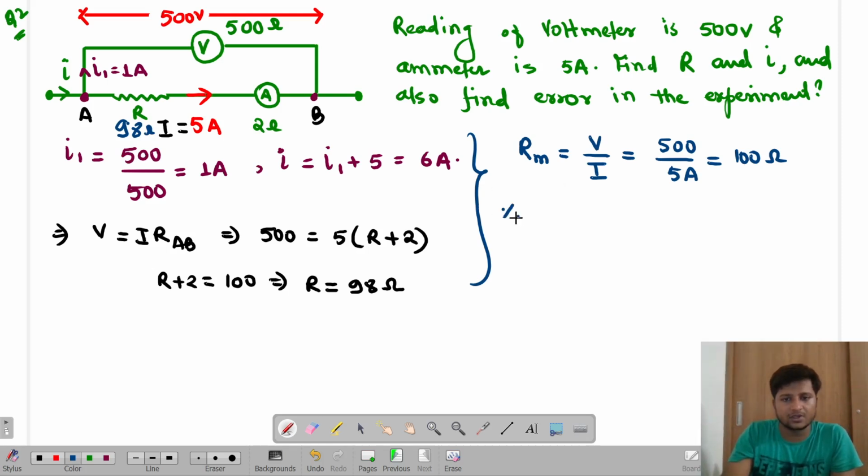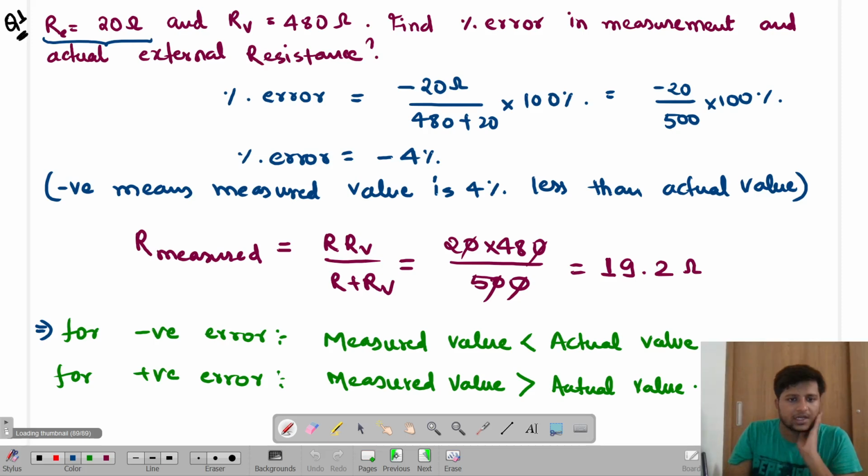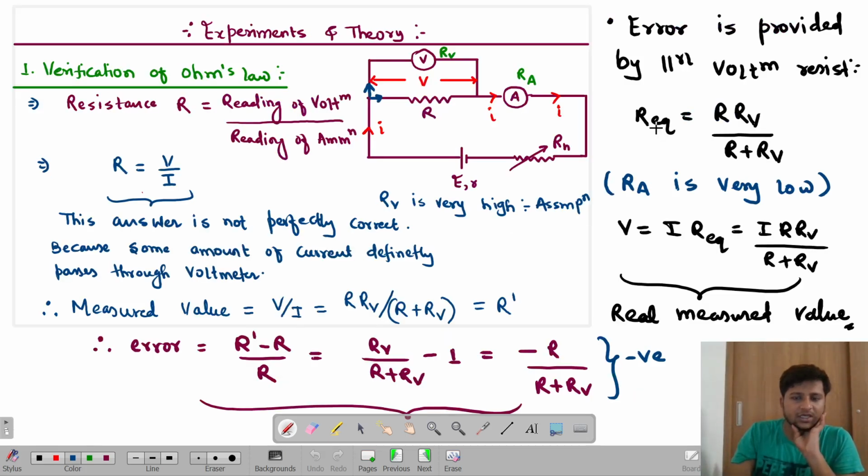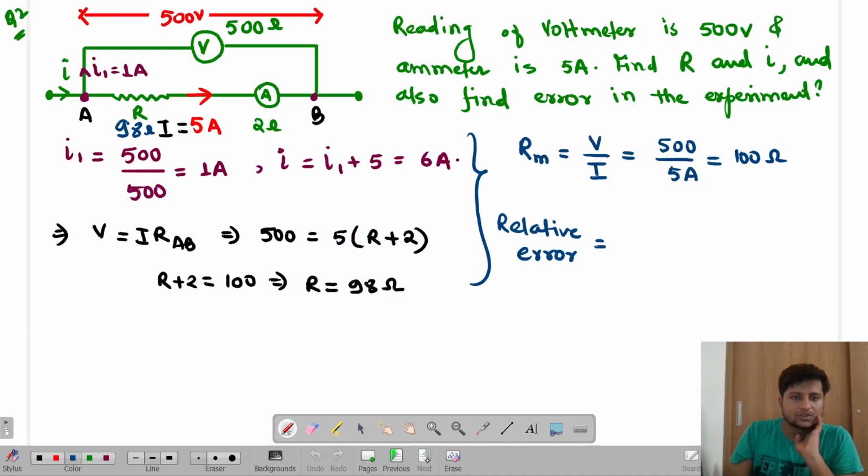So that means the percent error or relative error over here is how much? Look over here. What is R measured? R measured is the R equivalent along which the voltage drop and current are measured. The voltage drop from A to B is 500, the current is 5 amperes, and the R equivalent is 100 ohms. If we calculated R to be 98, we can also prove through Ohm's law that it is getting 100. Are you able to get me or not?